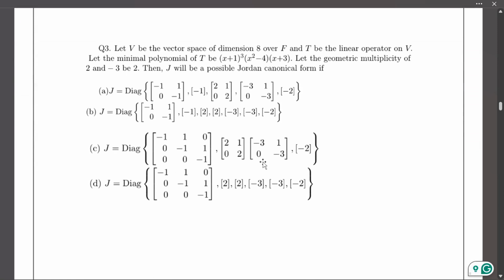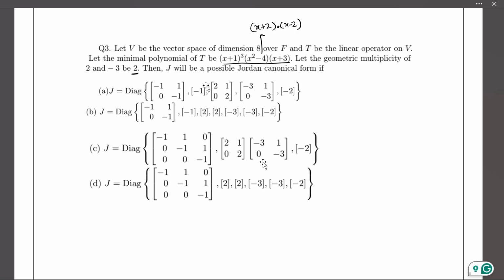V is a vector space of dimension 8, T a linear operator on V. The minimal polynomial is given like this. So some hidden factors are here: x plus 2, x minus 2. Let the geometric multiplicity of 2 and minus 3 be 2. What will be the possible Jordan canonical form?